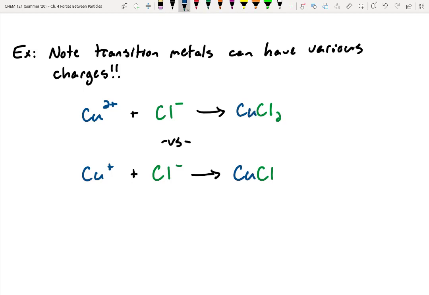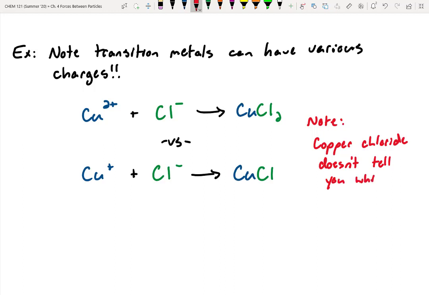So if we were to name these, we couldn't just call them both copper chloride, right? Because then we don't know which one we're referring to. Copper chloride doesn't tell you whether you're talking about the top example or the bottom example. Okay, so let's make a note that copper chloride doesn't tell you which you have, right? Because it just tells you you've got copper and chlorine, but we don't know in what ratio.